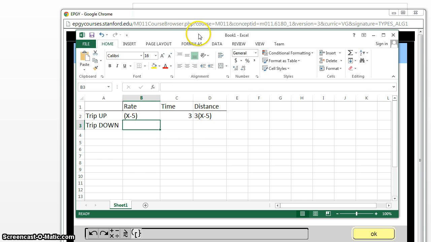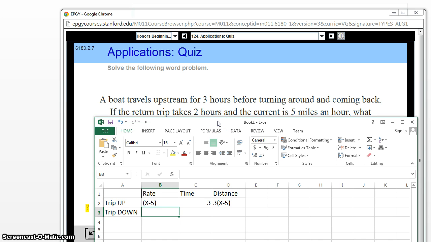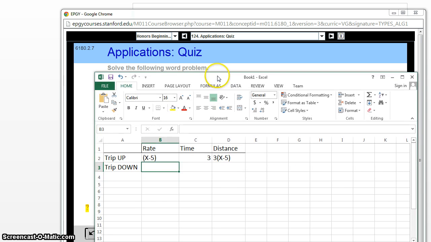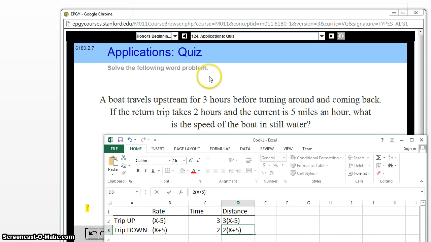And then the trip down. They said it takes 2 hours and the current is 5 miles an hour, so you get an extra 5 miles, x plus 5 there. And then the time, we said 2 hours. Again, the distance is the product of those two, 2 times x plus 5. Thanks for bearing with me. If the boat travels the same distance up and the same distance down, just at different speeds, the distance, even though it took different amounts of time, should be the same. So we'll be able to write one equation using these two.